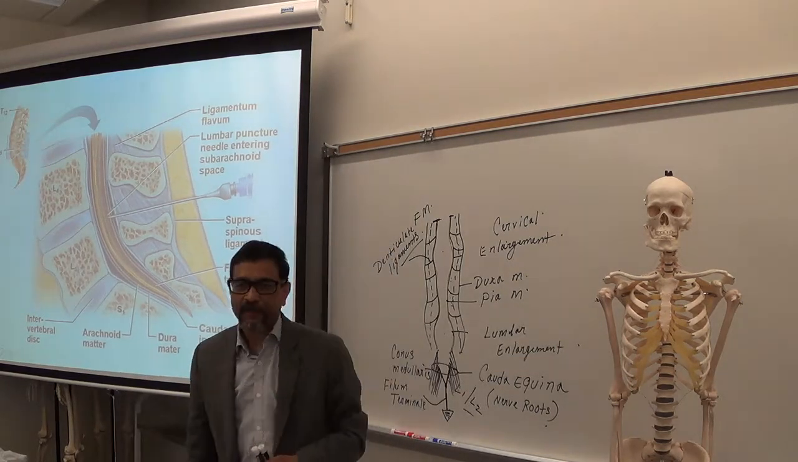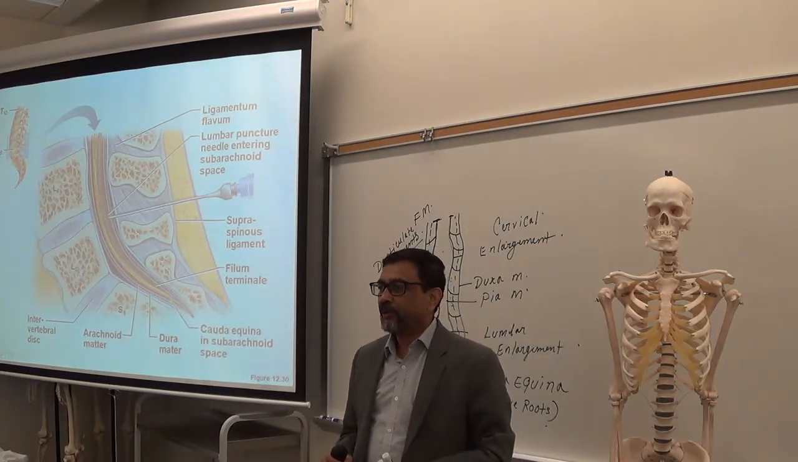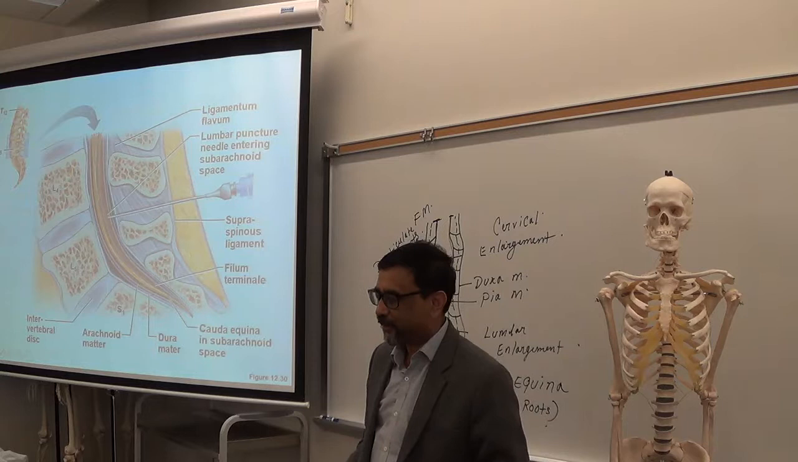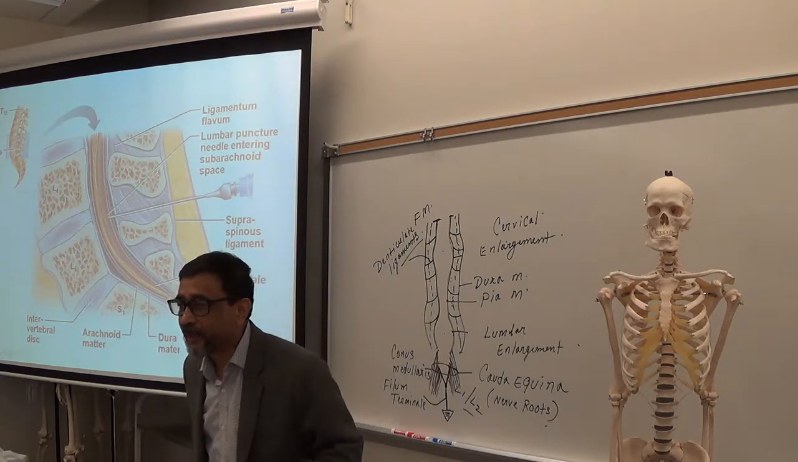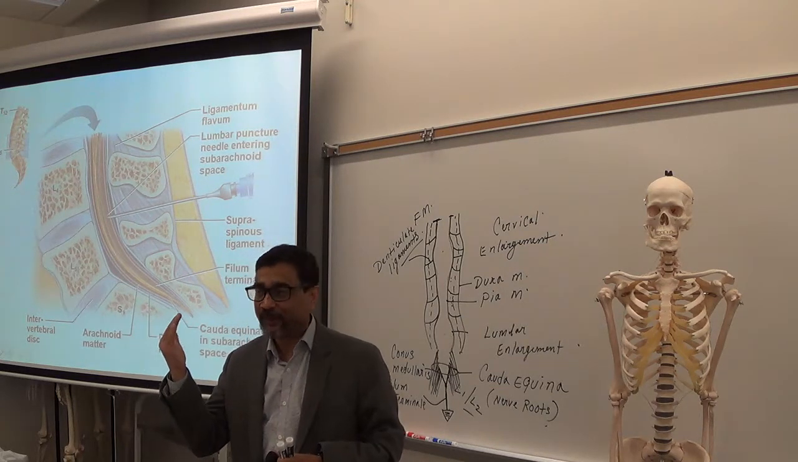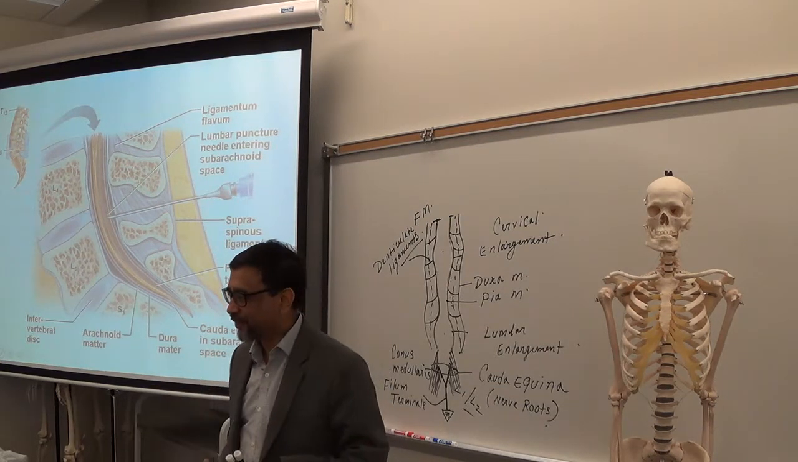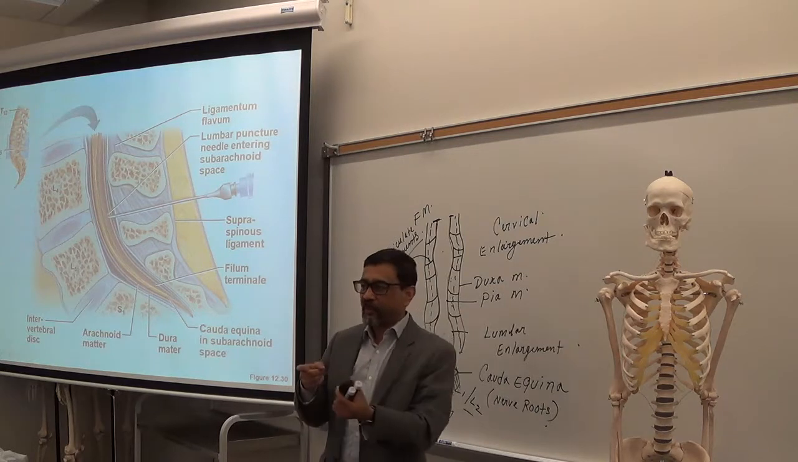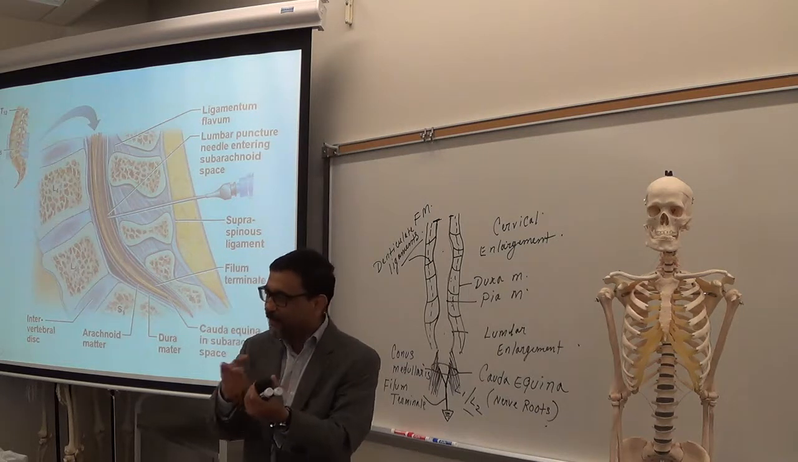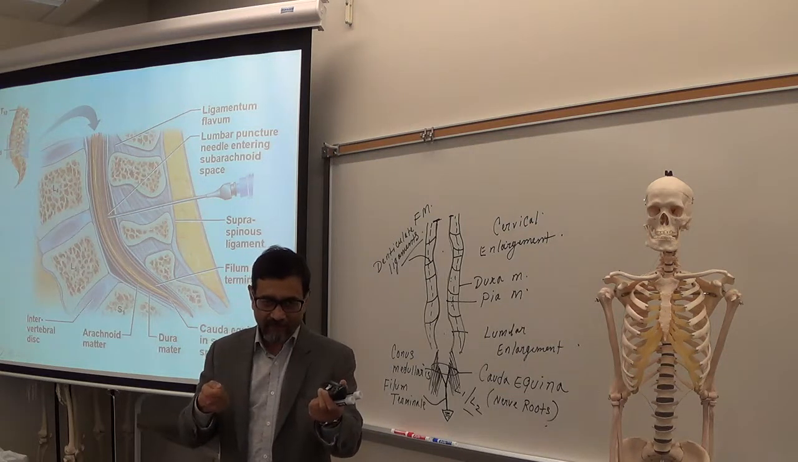Lumbar puncture. Lumbar puncture is a procedure to collect cerebrospinal fluid from the body. Now you tell me, cerebrospinal fluid is located where? Between the pia mater and the dura mater. No, between arachnoid and pia. That means subarachnoid space, right? In subarachnoid space. So what we do, we insert a needle all the way to the subarachnoid space, right? Where you have cerebrospinal fluid, make sense? And you have to draw the fluid from there.